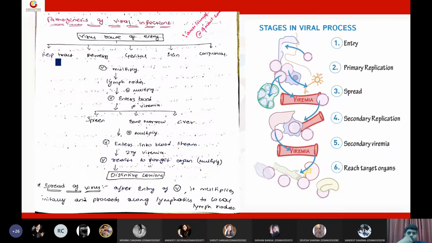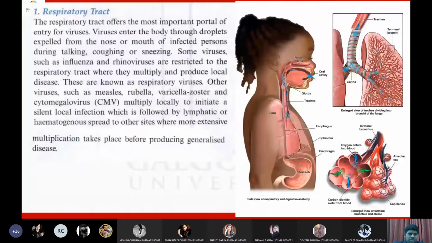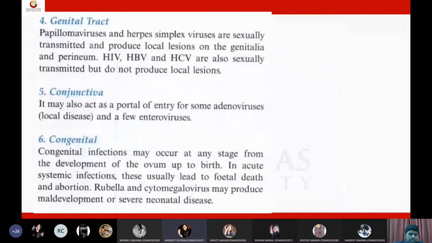Then for examples for skin, measles, smallpox. Measles and smallpox, yes. Very good. Then conjunctiva. They're saying some viruses, right? Some enteroviruses can transmit via conjunctiva.